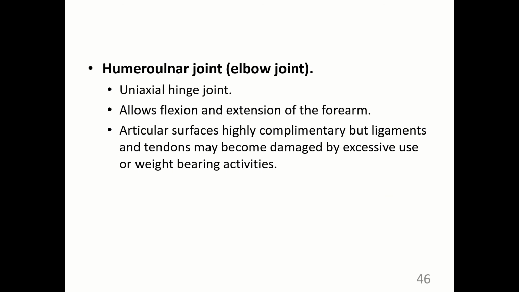All right, the elbow joint is the humeral ulnar joint. There are a couple of joints in this region, but it's the flexion and extension of the elbow that is the role of the humeral ulnar joint. When you do pronation and supination, that's a different joint. So the humeral ulnar joint is the elbow joint, and it's a uniaxial hinge joint that allows flexion and extension of the forearm. Articular surfaces are highly complementary, but ligaments and tendons may become damaged by excessive use or weight-bearing exercise. They call this tennis elbow.